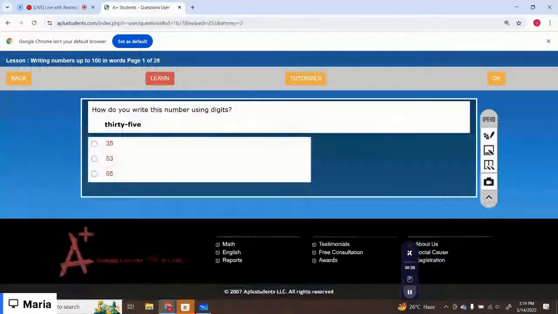How do you write this number using words? 35. That's how you read this number, right? Thirty-five. Option number one is the correct option. You remember, you can write it like this.